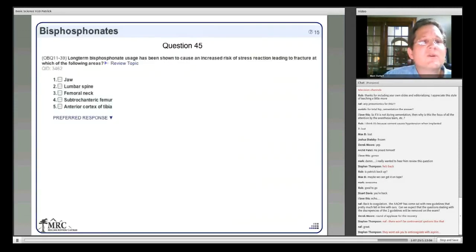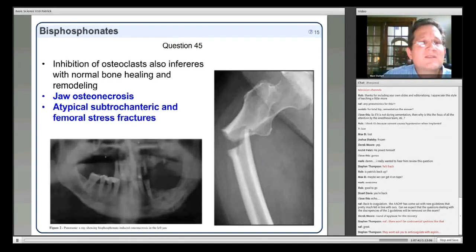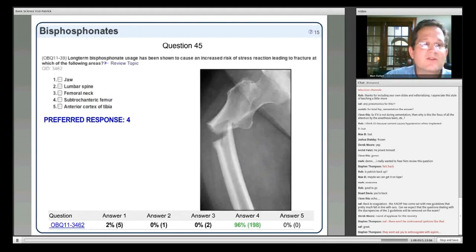Bisphosphonates help control the bone, and so they're thrown into this pile too. Long-term bisphosphonate usage has been shown to cause an increase of stress reaction leading to fracture at which of the following areas? Now they're asking for a complication, but they're asking for a specific fracture complication. So when we look at bisphosphonates, we know that they work by inhibiting the osteoclast, and they also interfere with the normal bone healing and remodeling. And there are case reports and sporadic cases of jaw osteonecrosis, and so that's a real thing. But the one that orthopedic surgeons are seeing more and more commonly are the atypical subtrochanteric and femoral stress fractures.